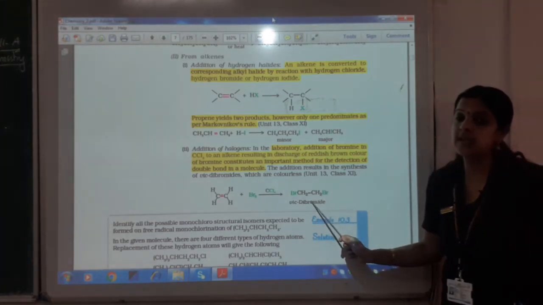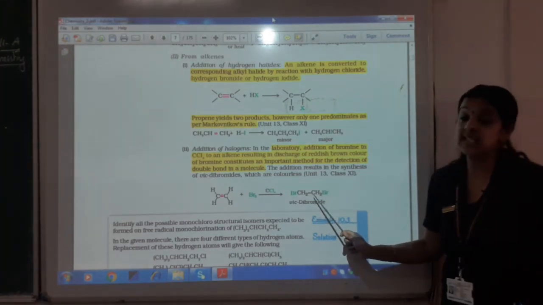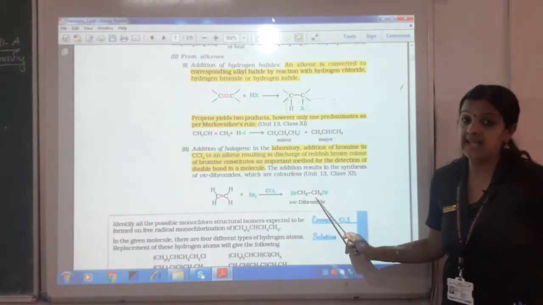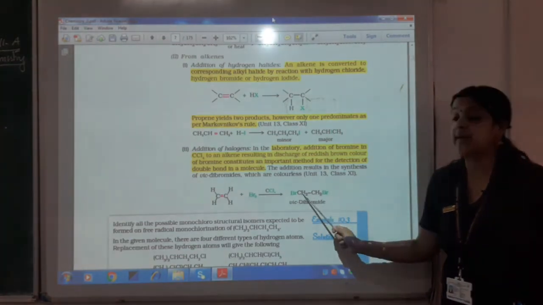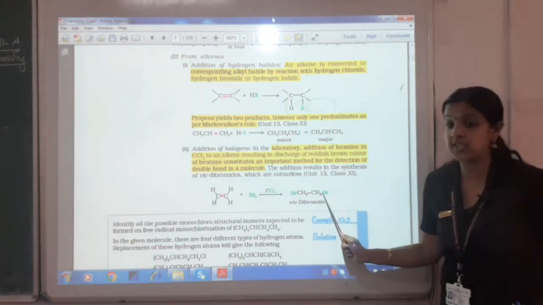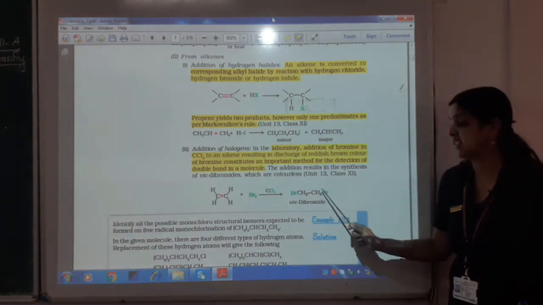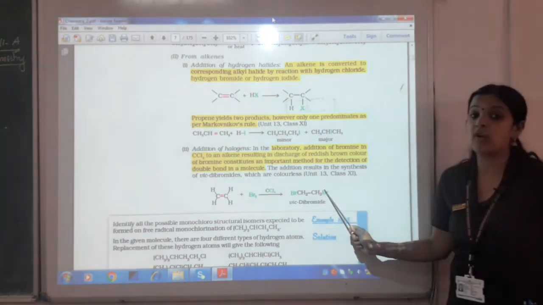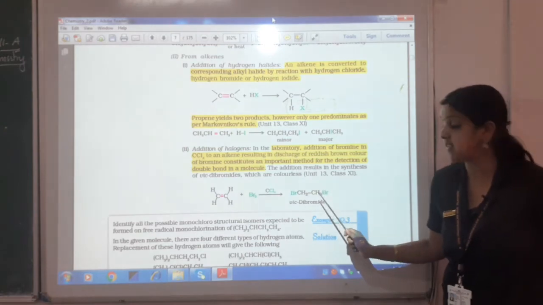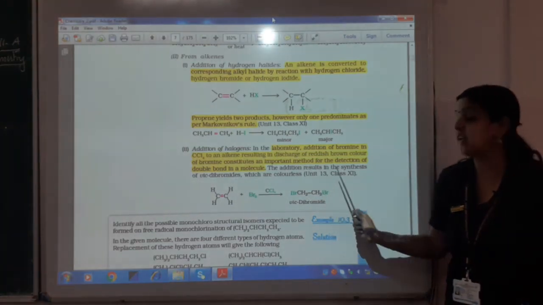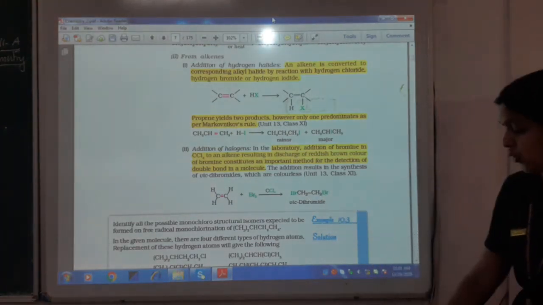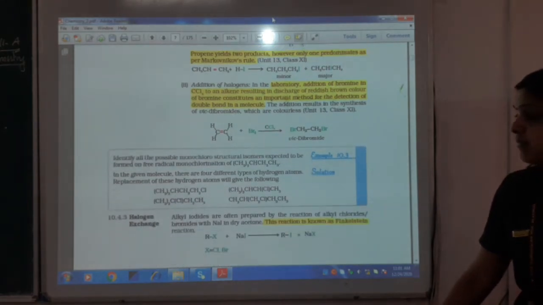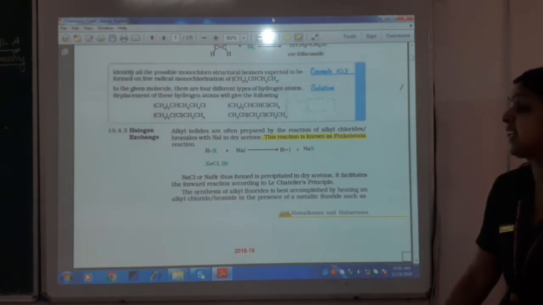Now do you remember what is this type of compounds? These are vicinal halides because adjacent carbon atoms are holding my halogens. If both halogens are present in the same carbon, we call it as gem dihalides. So these are called as vicinal dihalides. Okay. Now the next is again an important name reaction.